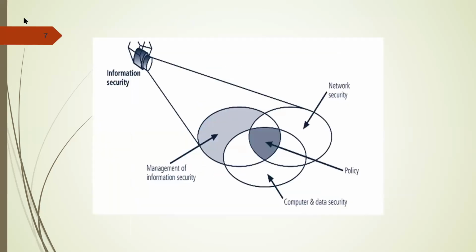Looking at the lens of information security, where exactly do we lie here? We want to see what it entails. It entails three key areas: management of information security, then data and communication security, and our network security. What is common in all these three key forms of security?